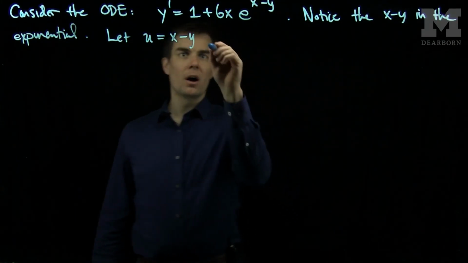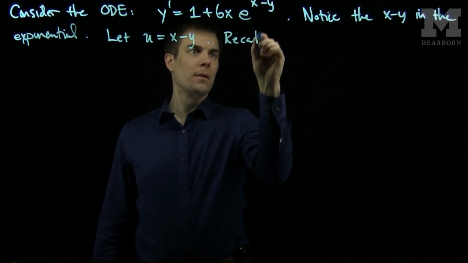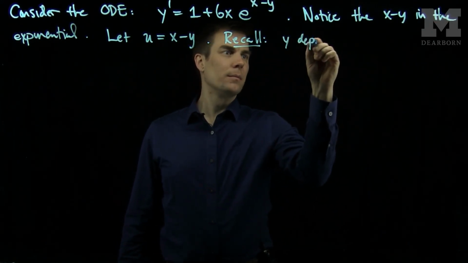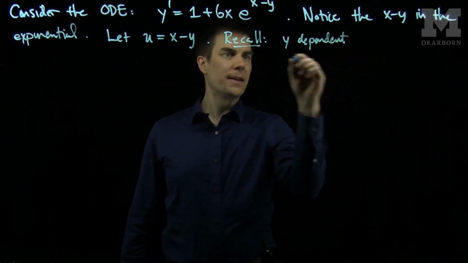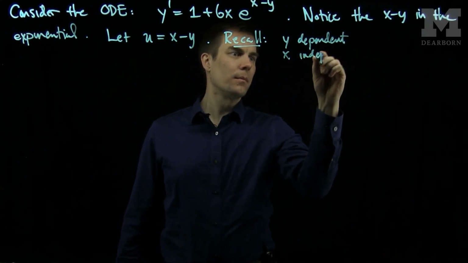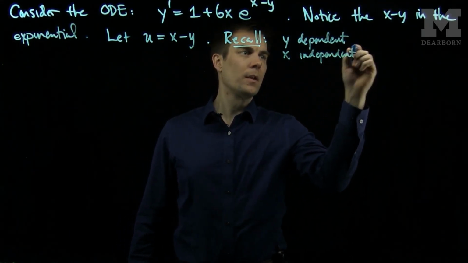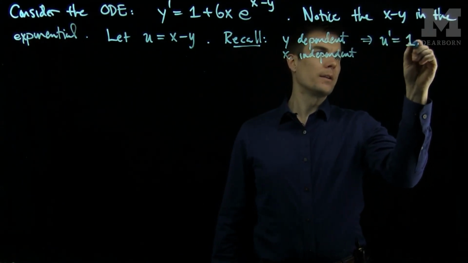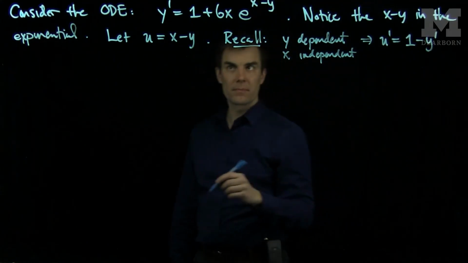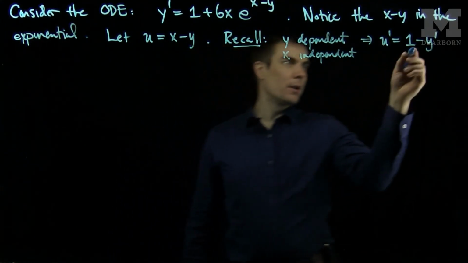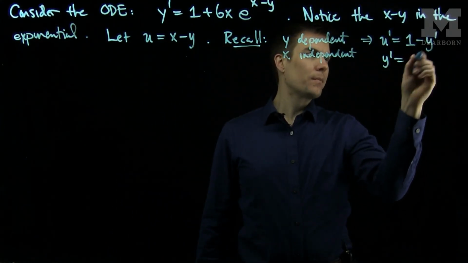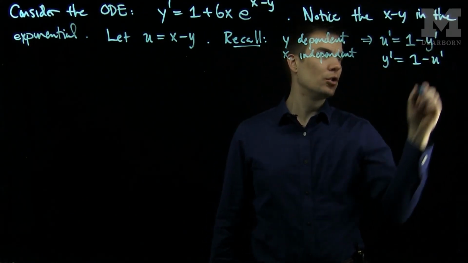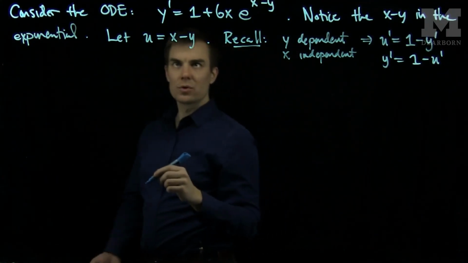Now we have to recall that in this problem, y is the dependent variable and x is the independent variable, which tells me that du dx, or u prime, will be 1 minus y prime. And this will tell me, therefore, that y prime, if I put the y prime over on the other side of the equation, is 1 minus u prime. Now we can substitute into our original equation.